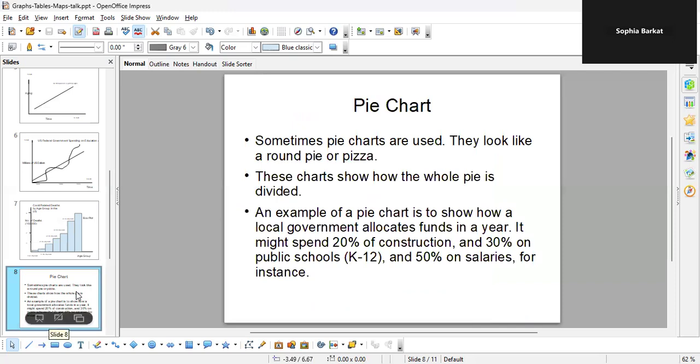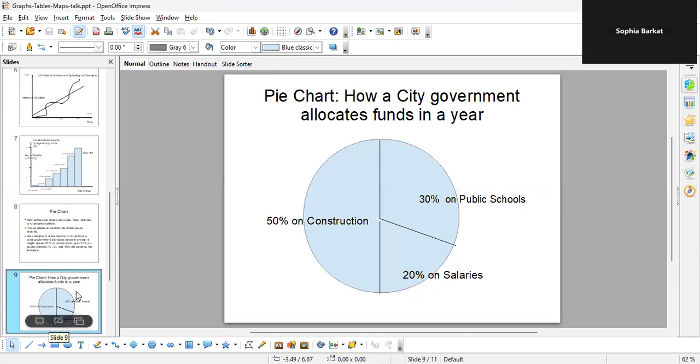Pie chart. Sometimes you want to see what the proportion is, how something is comprised of. For example, you may want to see how much money goes into education versus healthcare versus construction at the local level, right? And so when you plot it, it might look like this, that the city government allocates 50% of its budget on construction, 30% to public schools, 20% to salaries, like that, right?